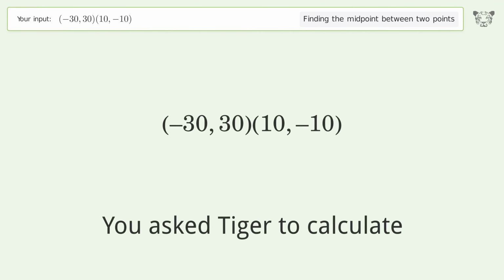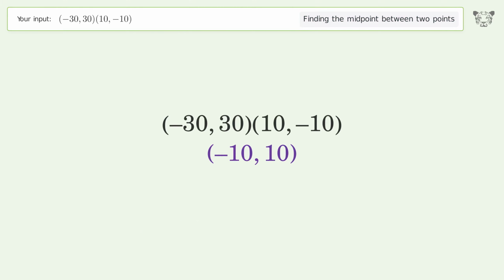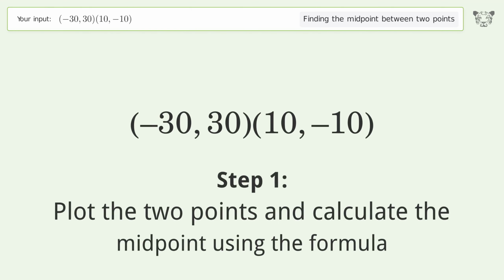You ask Tiger to calculate. This deals with finding the midpoint between 2 points. The midpoint between the 2 points is -10, 10. Let's solve it step by step. Plot the 2 points and calculate the midpoint using the formula.